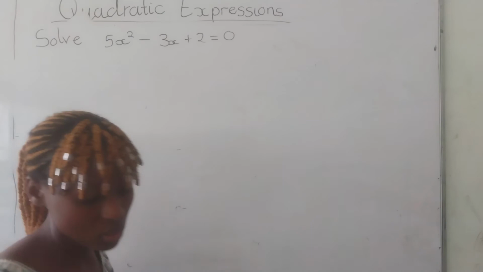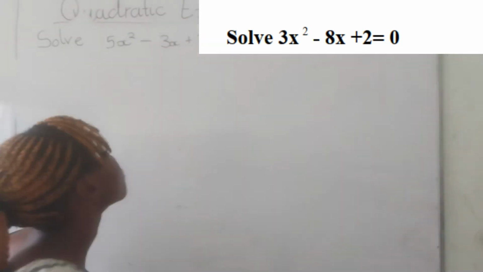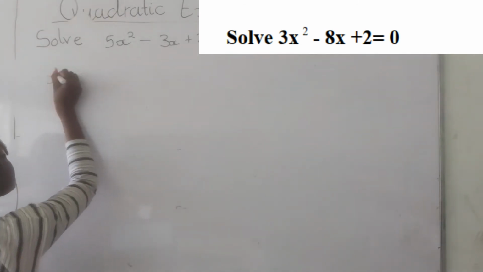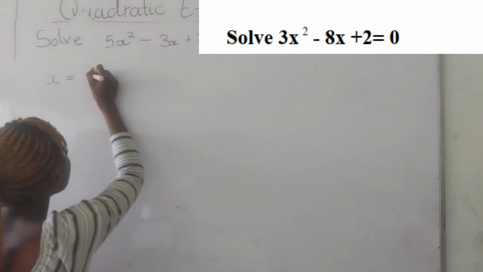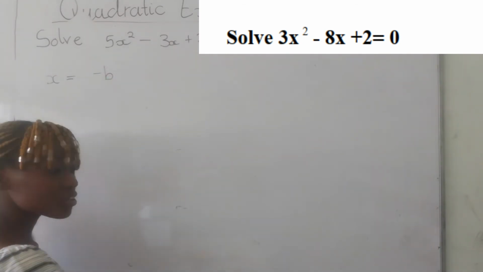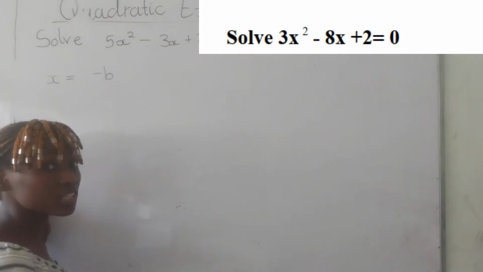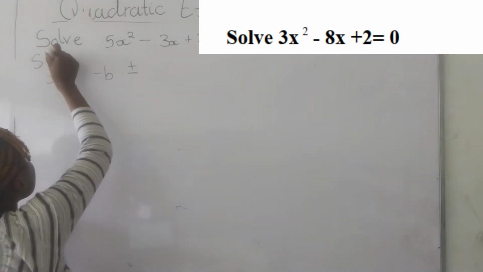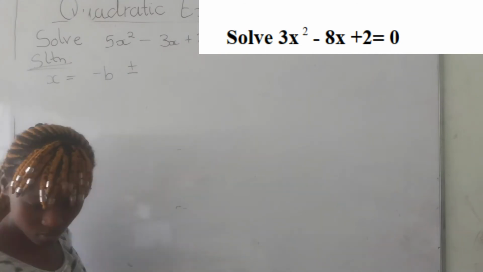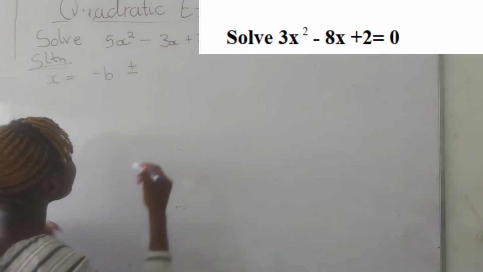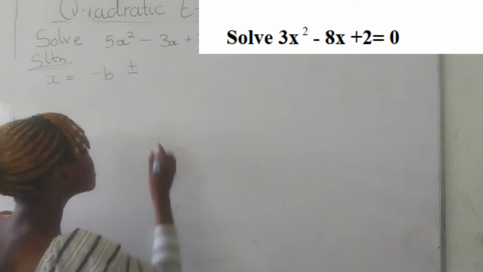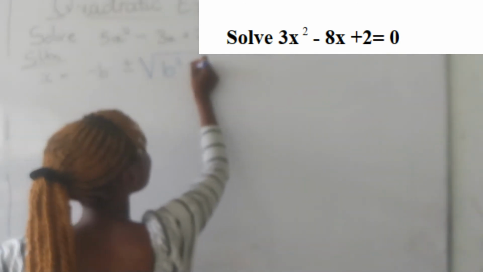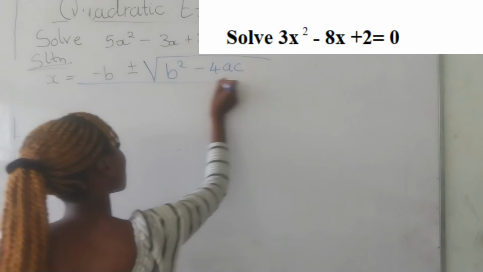Let's solve this the quadratic way. Okay, so x is equal to minus b plus minus root of b squared minus 4ac all over 2a. You just have to know the formula by heart because you are not going to be given it in the exam. This formula won't be provided for you.